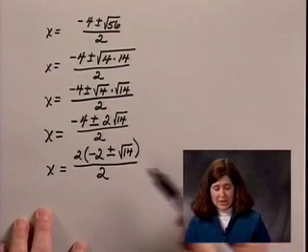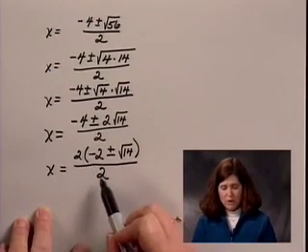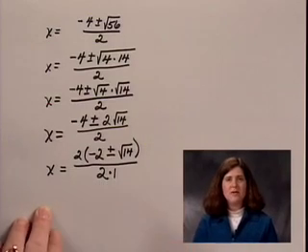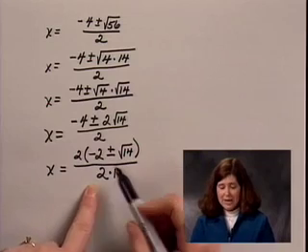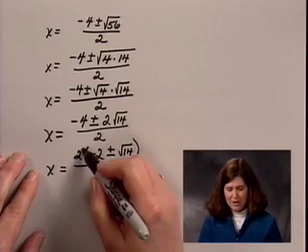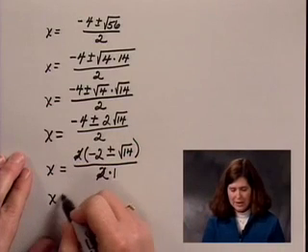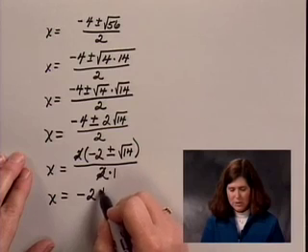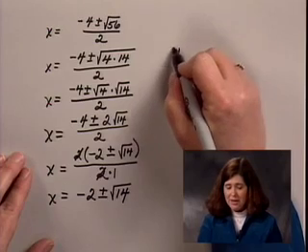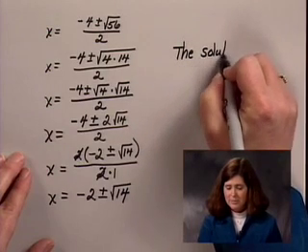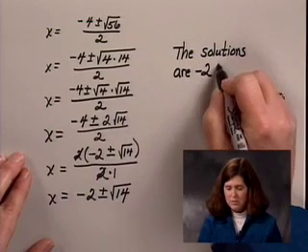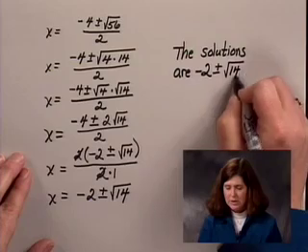Now what that does for me is I have now 2 over 2. 2 is a factor in the numerator, and you can think of this as 2 times 1 if you need to. It's a factor in the denominator. So I can cancel the 2's, factor out a 2 over 2, which is 1, either way you want to think of it, and I'm left with x equals negative 2 plus or minus the square root of 14. And so I can say then that the solutions are negative 2 plus or minus the square root of 14.